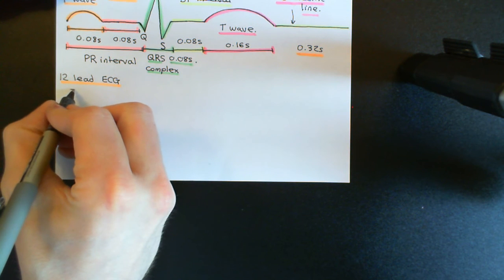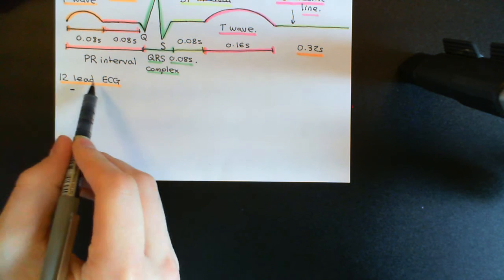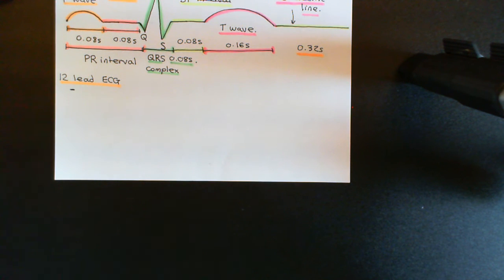So we're only going to put 10 electrodes on, and that's the first thing that usually confuses people. When they hear about a 12-lead ECG, they think, right, we need to put 12 electrodes on, but no, you actually only put 10 electrodes on.